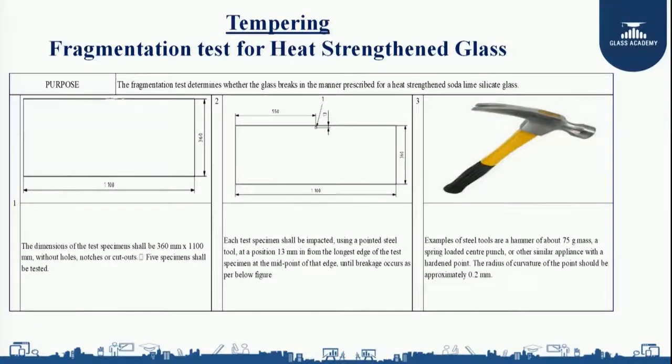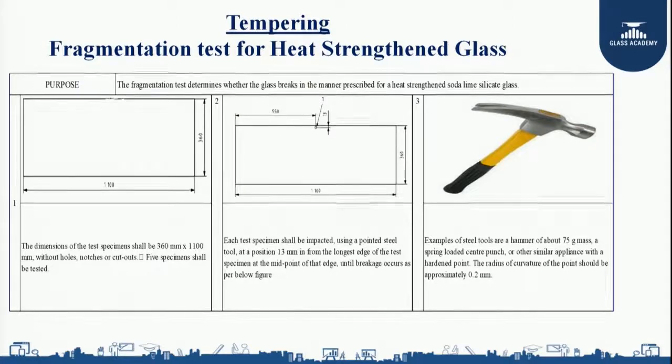Next, let us take the same fragmentation test for a heat strengthened glass. So when I break a heat strengthened glass, what is the breakage pattern going to be? Now let us see. The test setup remains the same as compared to the toughened glass. The fragmentation test determines whether the glass breaks in the manner prescribed for a heat strengthened soda lime silicate safety glass. For this also, we will be taking a sample of 1100 by 360 mm. I will be taking 5 test specimens.